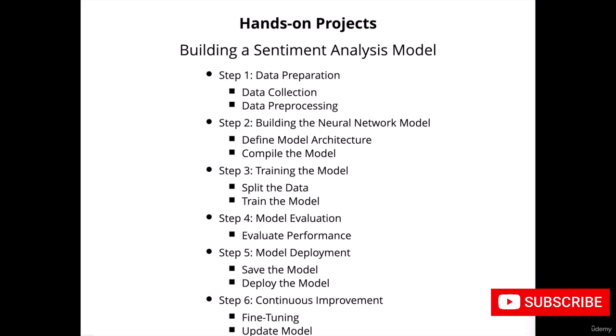Step 2 is building the neural network model. Define the model architecture. Build a neural network model for sentiment analysis using TensorFlow's Keras API. You can start with a simple architecture like a bidirectional LSTM followed by a dense layer. Compile the model by specifying the loss function, optimizer, and evaluation metrics.